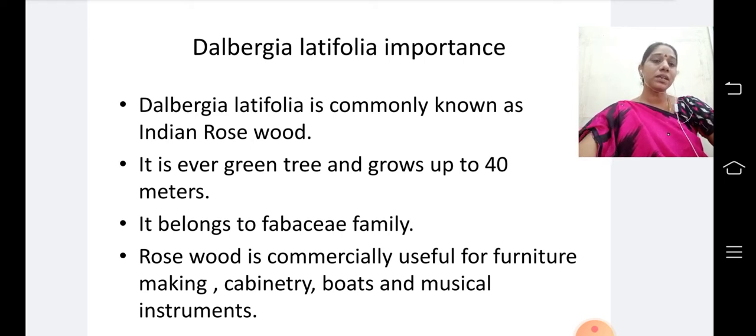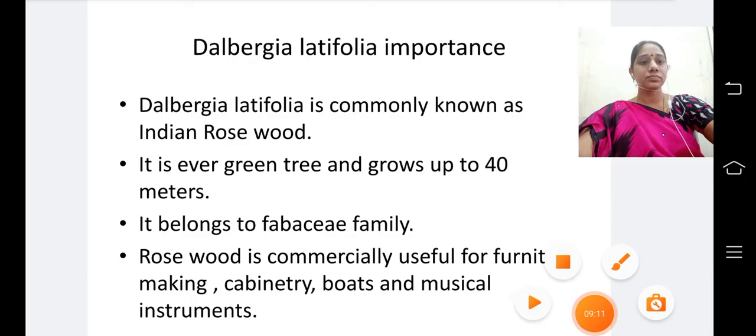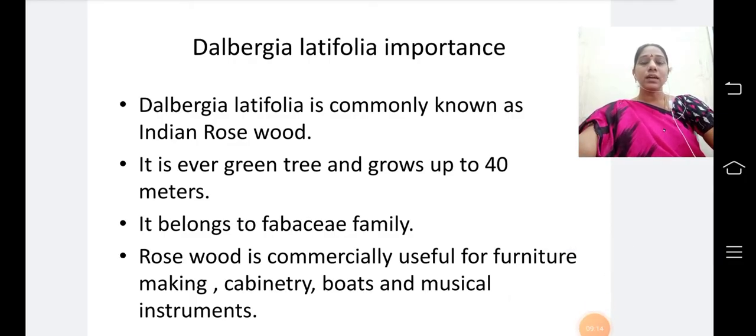So what are the commercial uses here? This wood is very commercial. Indian rosewood is a high class furniture and cabinet wood. The wood is used for railway sleepers and to make musical instruments. Different uses are there. The leaves are used as fodder. Bark contains tannins. In this way we can see different types of musical instruments made from rosewood.